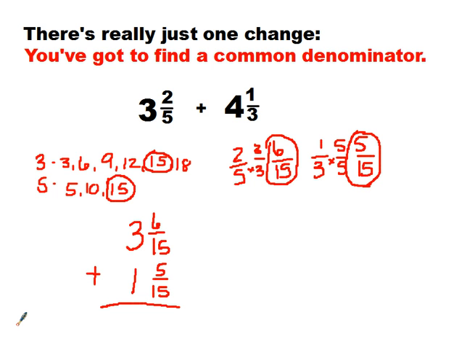So now it's time for me to go ahead and add this thing. That's fairly simple now that we have like denominators. 6/15 plus 5/15 is going to give me 11/15, and 3 plus 1 is 4. So I end up with an answer of 4 and 11/15. Now I've got to ask the last question, can anything be simplified? Well, I'm looking at 11 and 15, and 11 is prime, so it can't be divided by anything, and 15 is not a multiple of 11, so 11/15 is already in lowest terms. 4 and 11/15 is going to be my final answer.